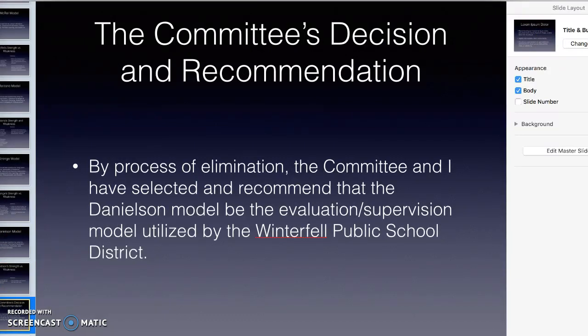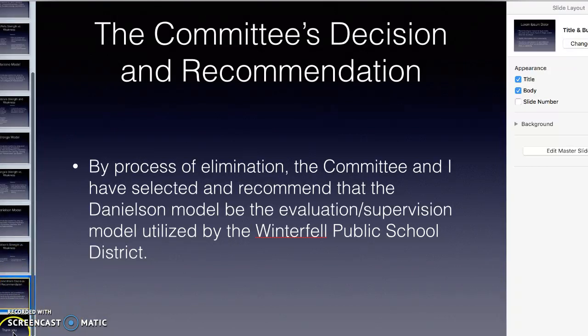The committee and I, by process of elimination, have selected and recommend that the Danielson model be the evaluation and supervision model utilized by the Winterfell Public School District.